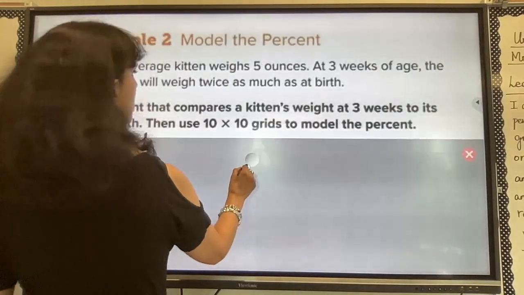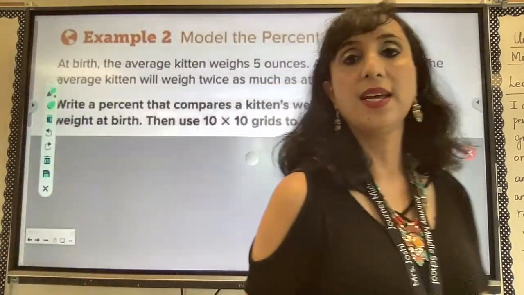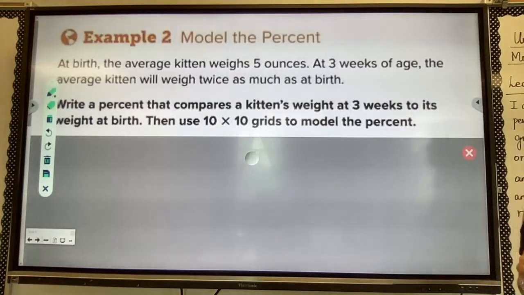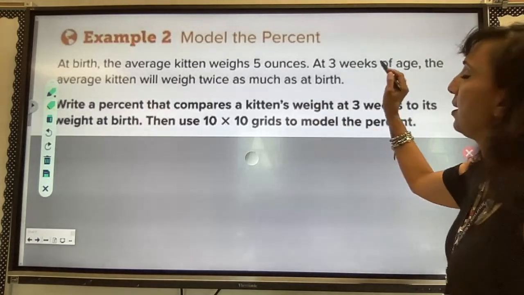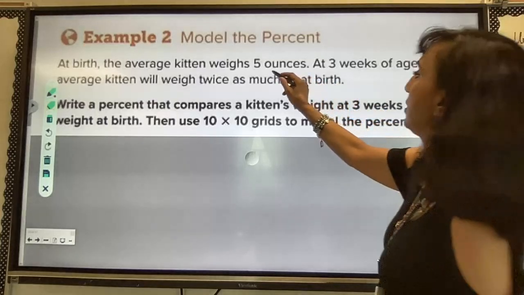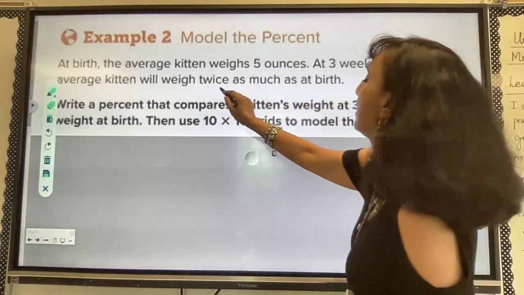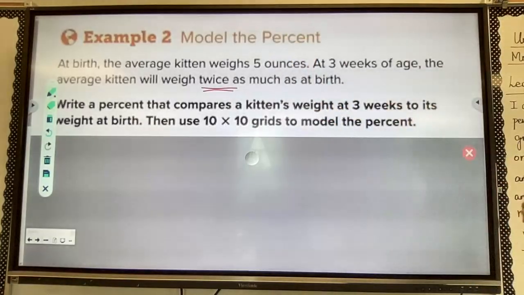And the question is, write a percent that compares a kitten's weight at 3 weeks to its weight at birth. Then use the 10 by 10 grids to model the percent. So, at 3 weeks of age, the kitten will weigh how much? 10 ounces. Okay, 3 weeks, because this is at birth, is this much. All right, and at 3 weeks of age, it will weigh twice as much. So twice means what? 2 times 5, which is 10 ounces.